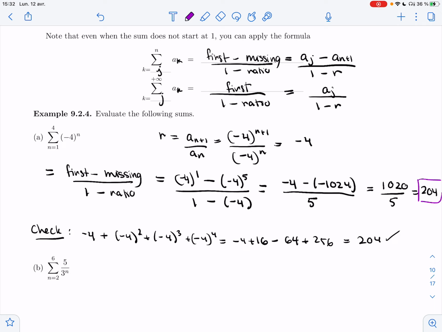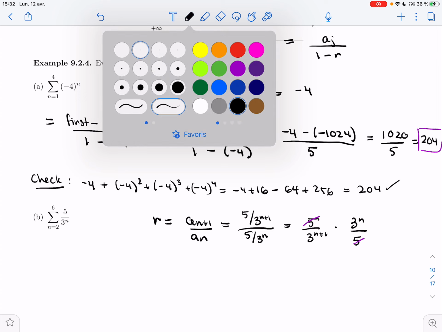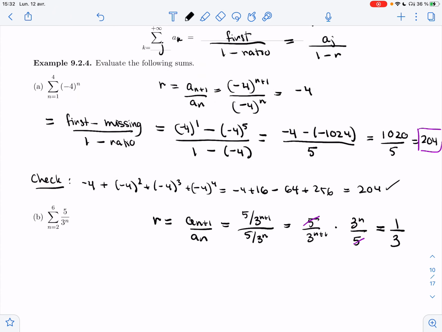All right, but you can see this would be helpful if you have a much longer list of terms to add up. All right, let's try again. Let's try with this one. I have the sum from 2 to 6. I still need to find the ratio, so a_{n+1} over a_n. I'll get 5 over 3^{n+1}, times 3^n over 5, and then I flip the denominator as usual. This cancels with this, and I'm left with 1 on 3.